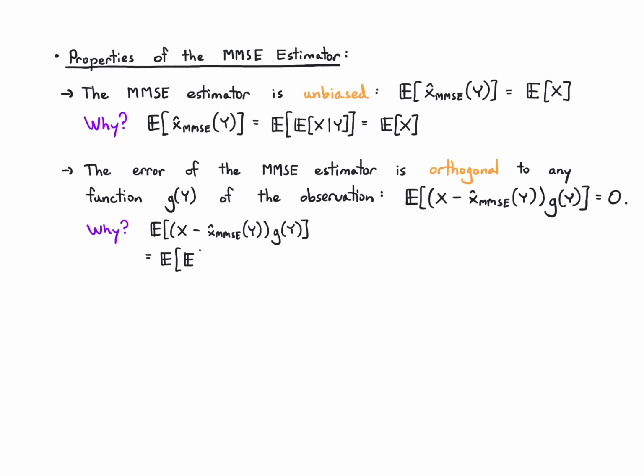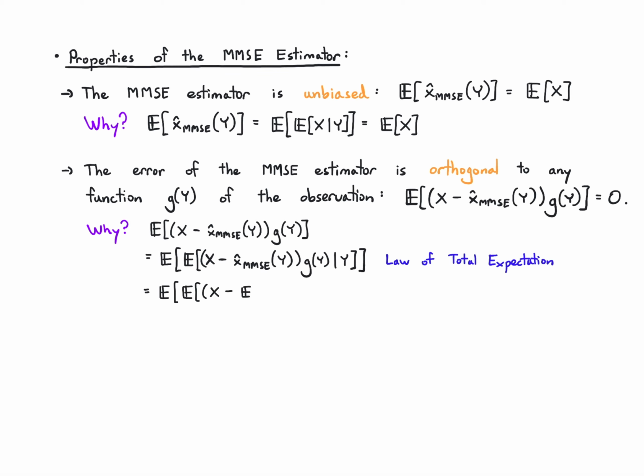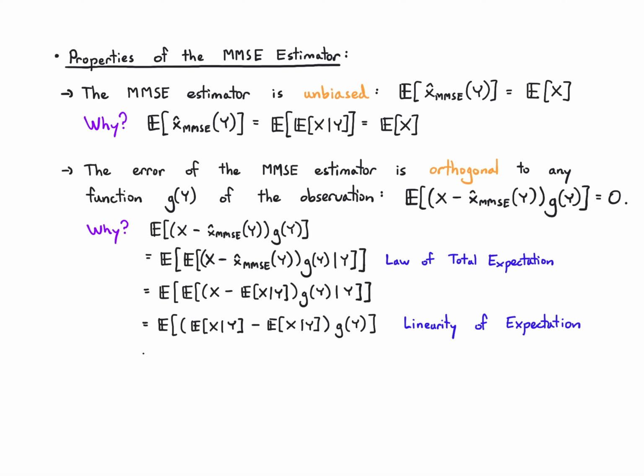Well, let's use the law of total expectation. I'm going to condition this whole thing on y in an inner expectation. First, I write the MMSE estimator as the conditional expectation, leaving the g of y there. Because I've conditioned on y, by linearity of expectation I can push that inward. So I get E of x given y again, and I pull the g of y outside of the expectation because I've given you y. And so I just have the conditional expectation minus itself, which is 0.